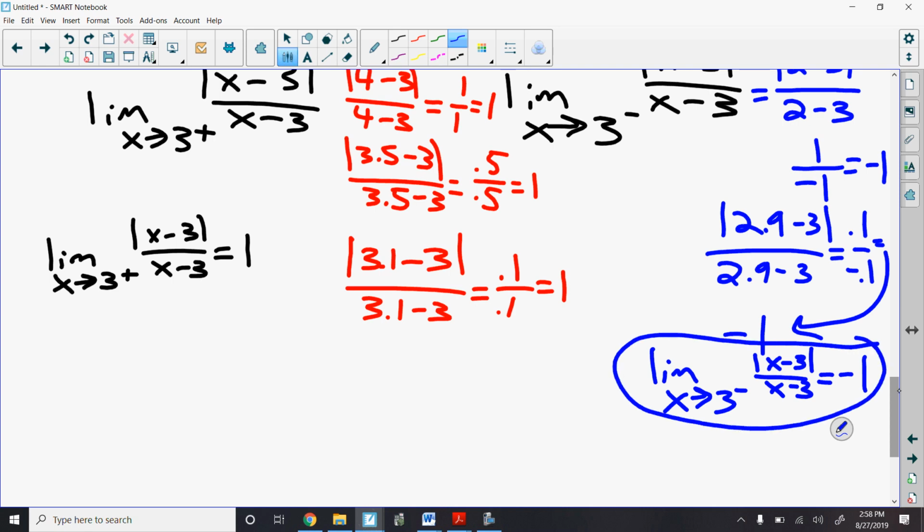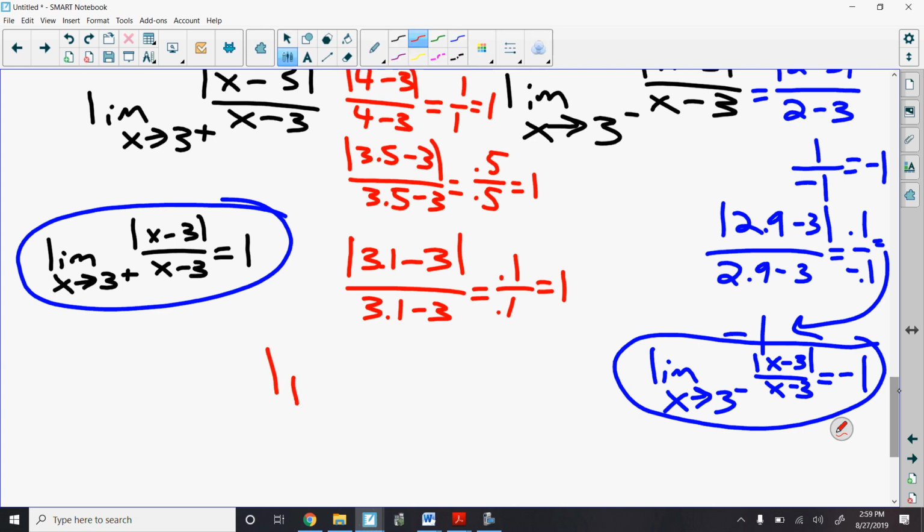Here's what I get. A left-hand limit of negative 1, a right-hand limit of positive 1. What does that tell me? Let's put it all together. What does that tell me about the limit as x goes to 3? Right, no plus or minus this time. What does that tell me about this function? Well, it tells me that the limit does not exist because the left and right-hand limits are different.